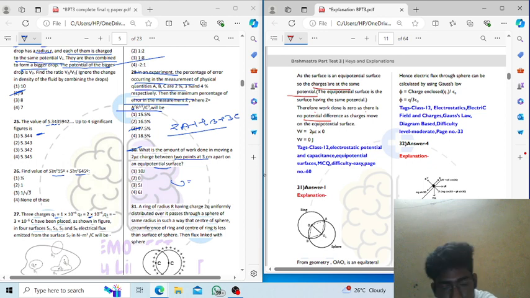Right? Question number 31. A ring of radius R has charge Q uniformly distributed. The circumference is less, therefore for the surface we have to get the flux. That's the same, Q by epsilon.